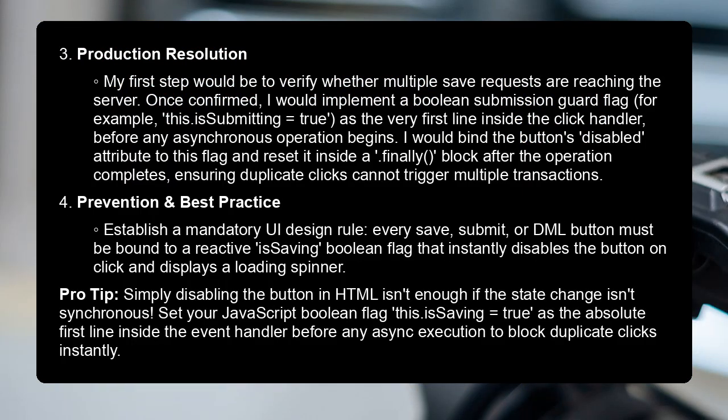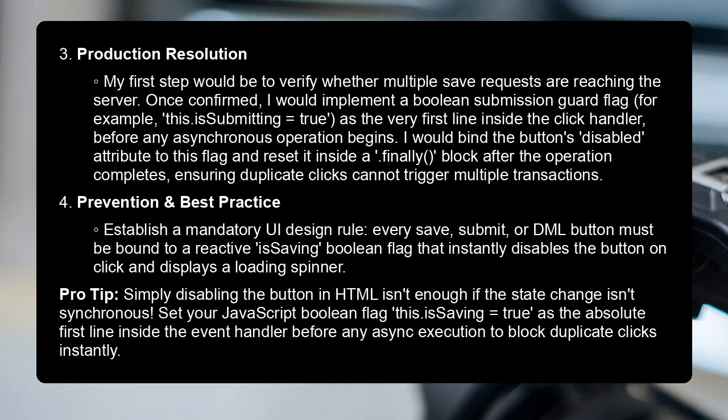3. Production resolution. My first step would be to verify whether multiple save requests are reaching the server. Once confirmed, I would implement a Boolean submission guard flag, for example this.isSubmitting = true as the very first line inside the click handler, before any asynchronous operation begins. I would bind the button's disabled attribute to this flag and reset it inside a .finally function block after the operation completes, ensuring duplicate clicks cannot trigger multiple transactions.